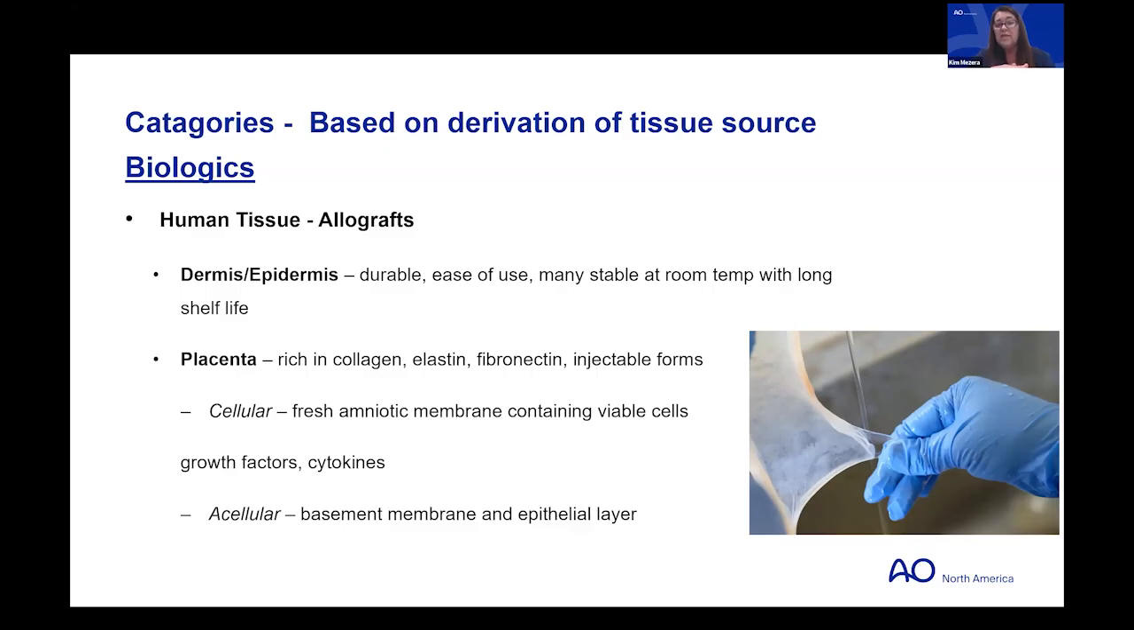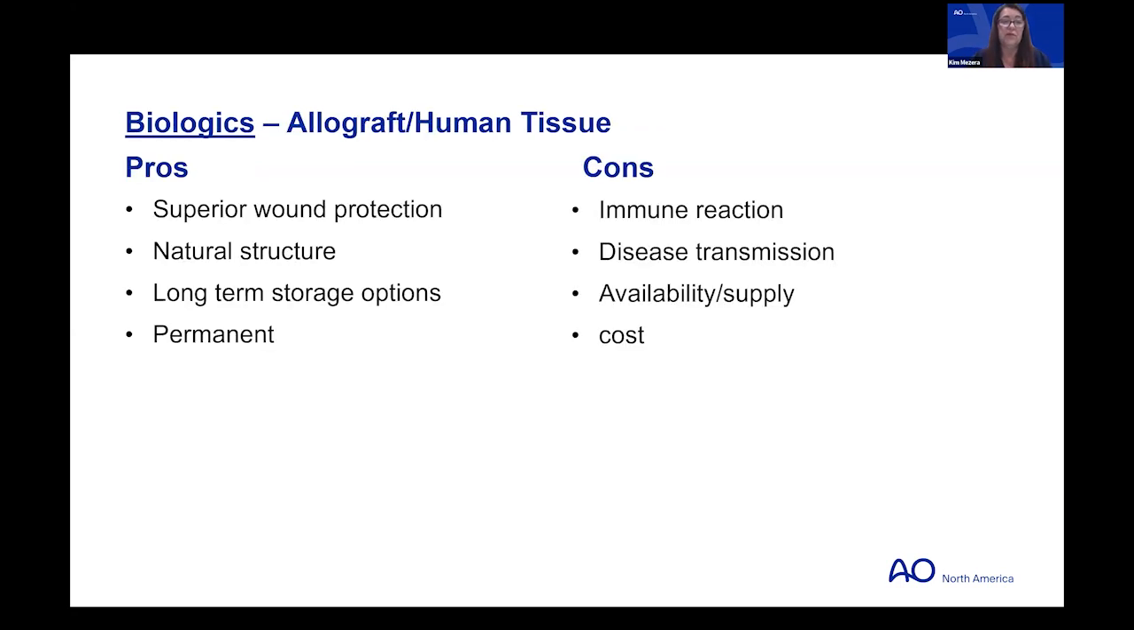And again, you can get acellular or cellular. You can get fresh amniotic membrane, which has viable cells, growth factors, and cytokines, or just an acellular processed layer that just has a basement membrane and an epithelial layer for you to use as a scaffold.